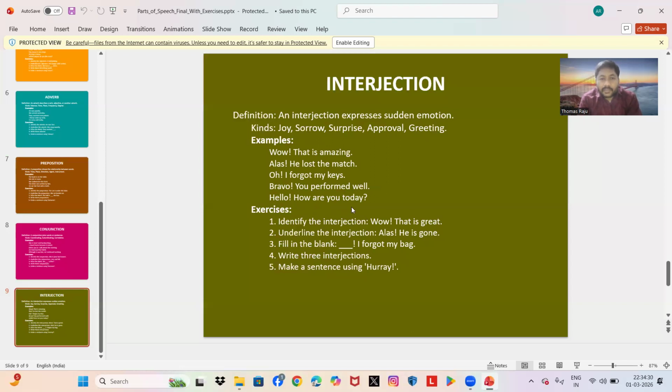Hello, how are you today? Exercise: identify the interjection.